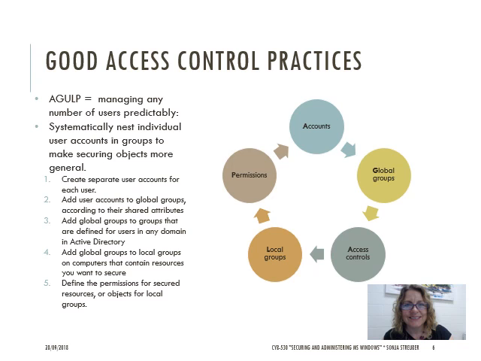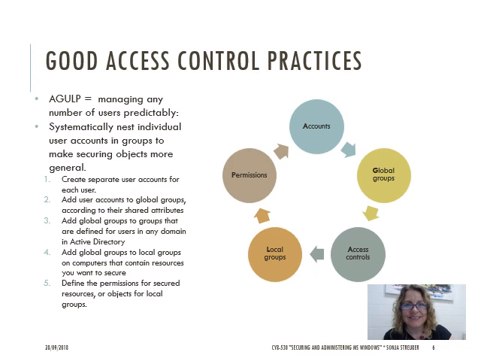The idea behind AGULP is to systematically nest individual user accounts in groups so that securing objects becomes more general. So the first step is to create separate user accounts for each user. That adds an extra step of security. Then you add those user accounts to global groups based on their shared attributes. These groups can be geographical, like Western US, Eastern US, or functional, like manufacturing or human resources.